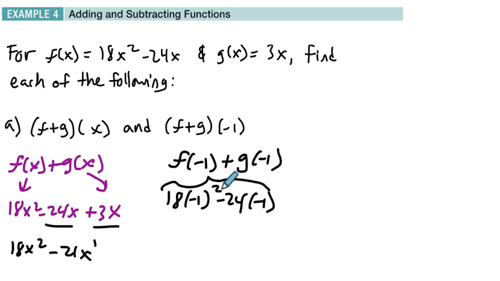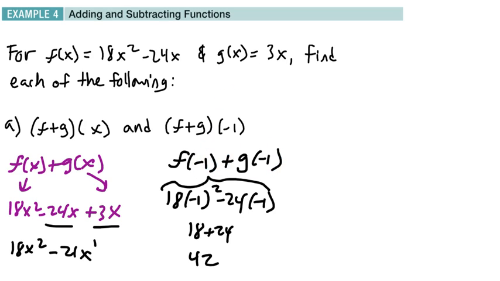So -1 squared is just 1, right? -1 times -1 is just 1, so 18. Okay? And then here, negative 24 times -1 is a positive 24. Okay? So that means we have 42. So this all represents f of -1.